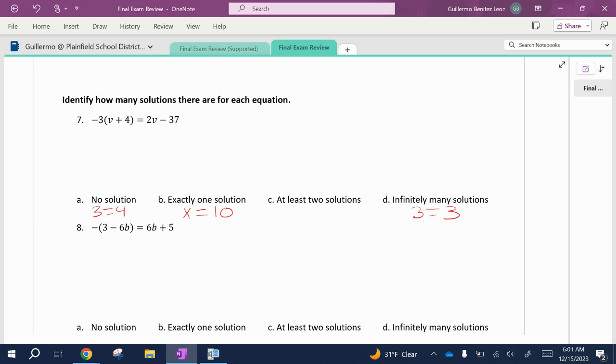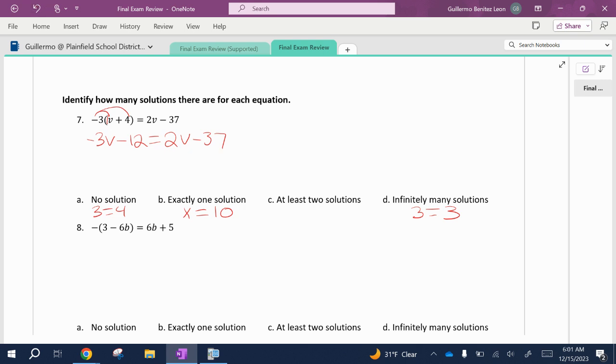If I go up to number 7, I notice there's parentheses. Anytime there's parentheses, we always want to get rid of those first by distributing. There's an invisible 1 in front of the V. Negative 3 times 1 is negative 3V. Negative 3 times positive 4, that's negative 12. And then I'm just bringing down what's left on the other side. Technically, my second step is to combine like terms, but there's nothing for me to combine on this side, and there's nothing for me to combine on this side.